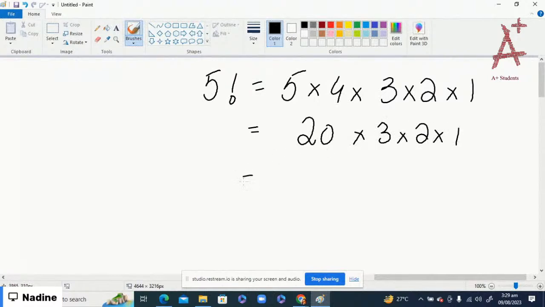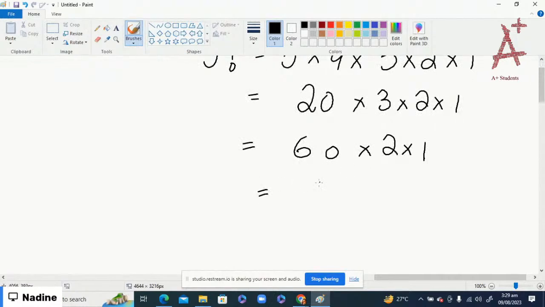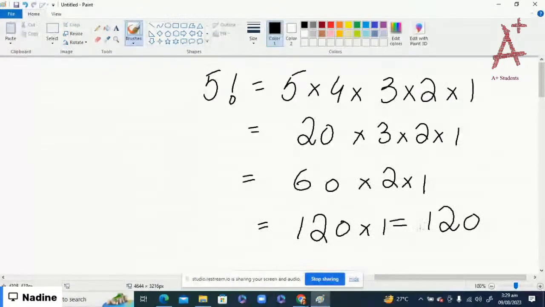Then 20 times 3 is 60. Again, times 2 times 1 stays the same. 60 times 2 is 120, times 1. So you got the answer 120. Look here, you solve it this way.